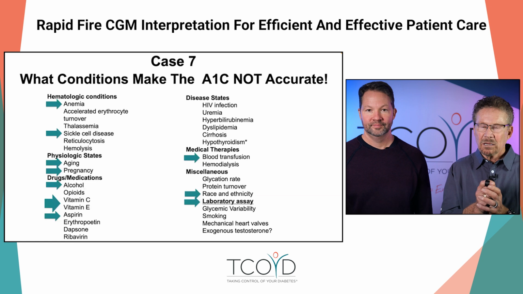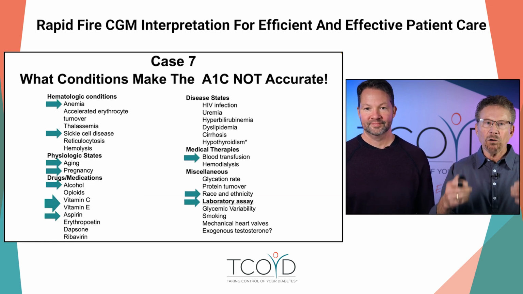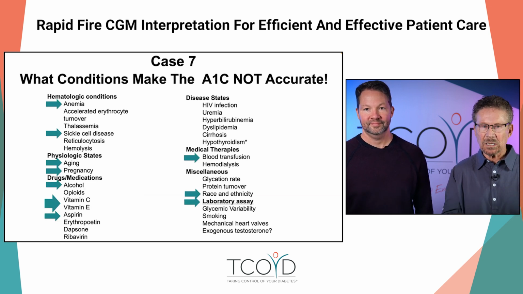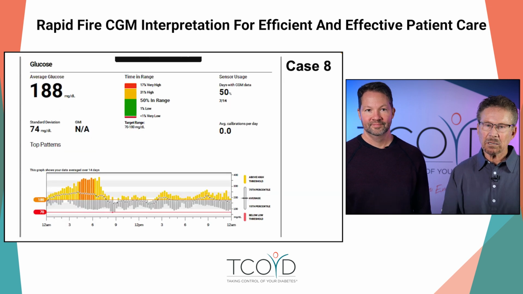This is just a slide I got from Earl Hirsch of all the different things that can make the laboratory A1C inaccurate. CKD, anemia is the most common.